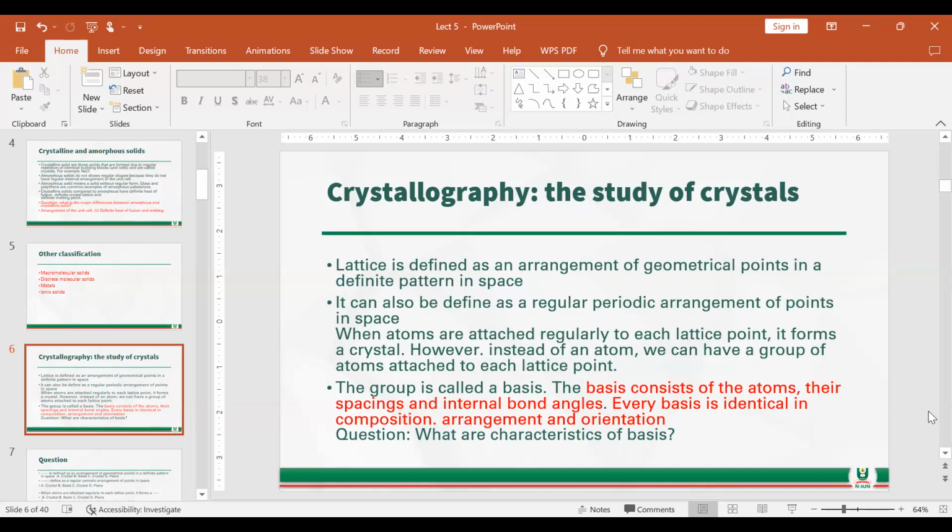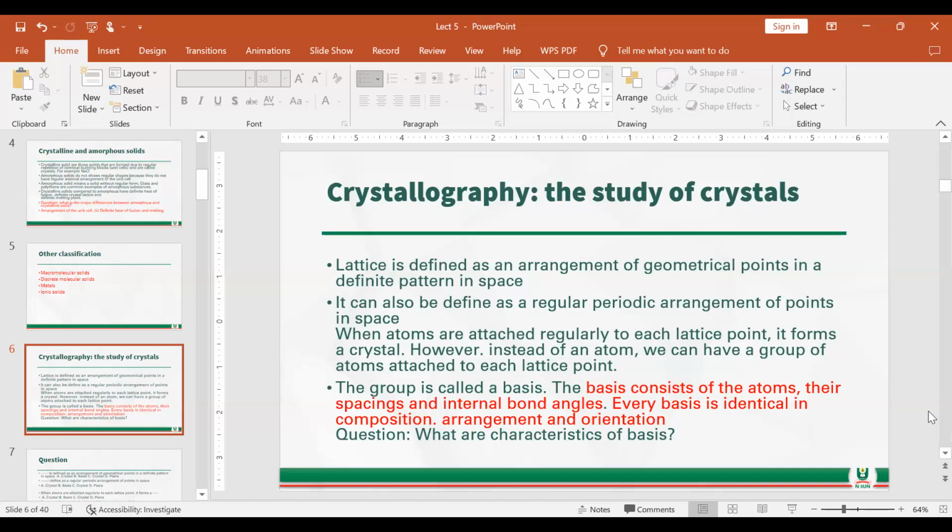So that means lattice will apply to crystal. That's why we say crystal lattice. It's not applicable to amorphous. So when atoms are attached regularly to each lattice point, it forms a crystal. You can see the meaning there. However, instead of an atom, we can have a group of atoms attached to each lattice point.